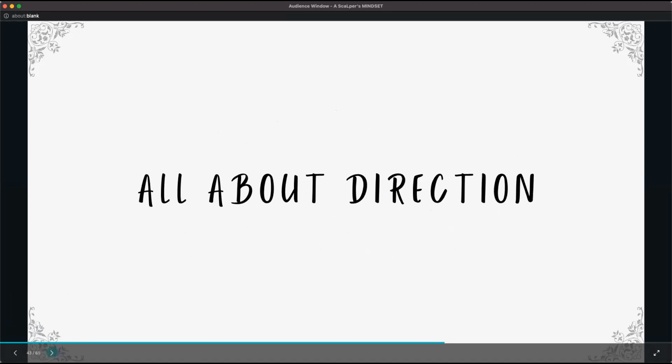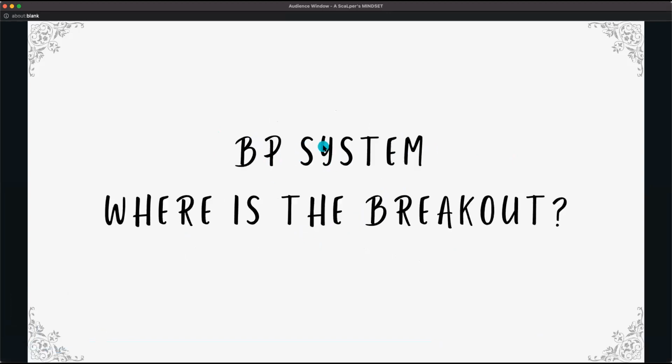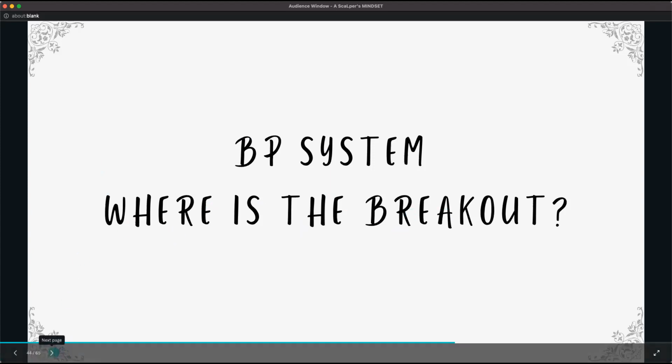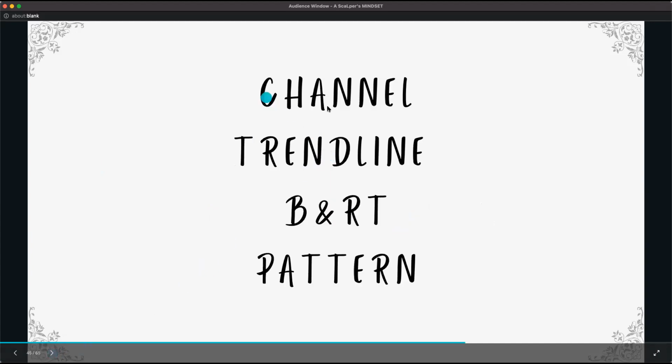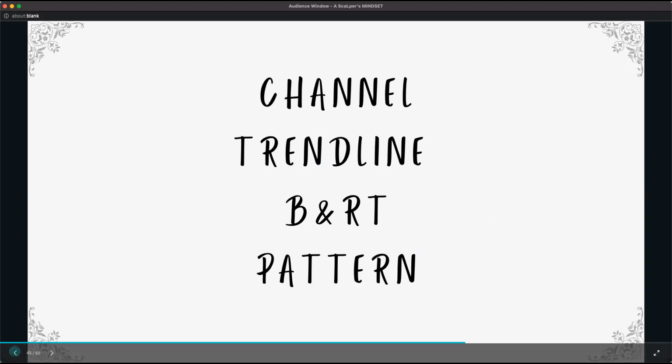All about direction. The BP system is just the breakout pullback system, which we'll go over in an actual chart. First question you need to ask yourself is, where is the breakout? When you're on your charts from a higher time frame, we need to understand where the breakout happened. We can have breakouts in either a channel, a trend line, break and retest, or a pattern. You'll learn about patterns later.